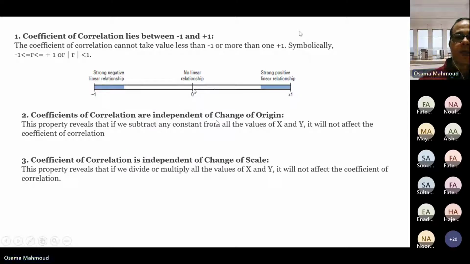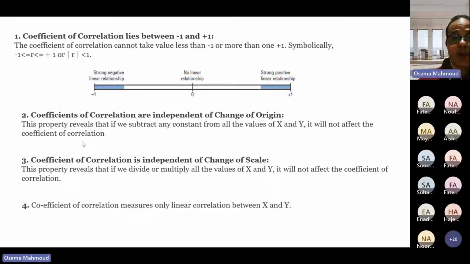Also, it doesn't matter the measurement of X or Y, right? It means if you have something measured by kilogram, the other one measured by meter, it doesn't matter in having the correlation coefficient value. Also, if you subtract a constant value from X and Y at the same or from all data, you will have the same correlation coefficient after subtraction, right?